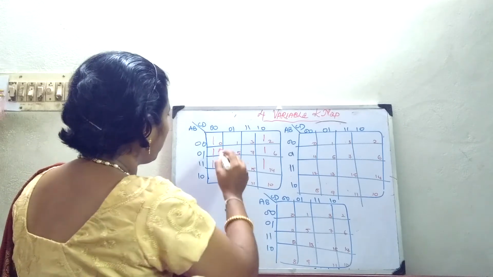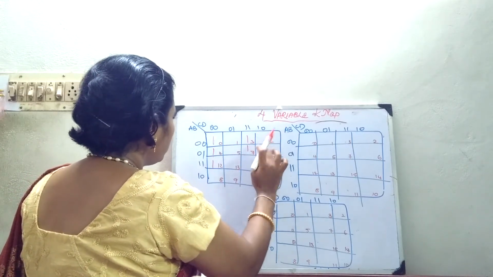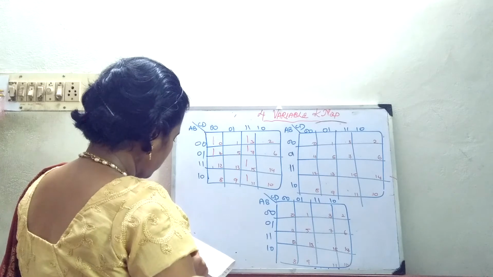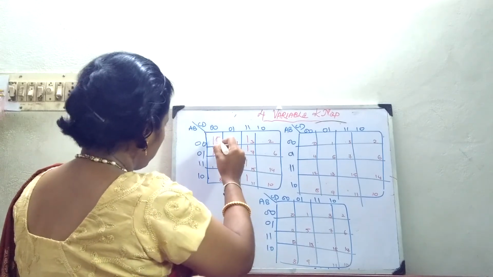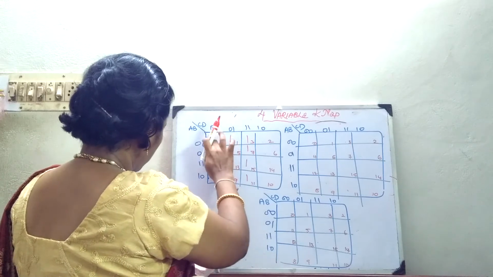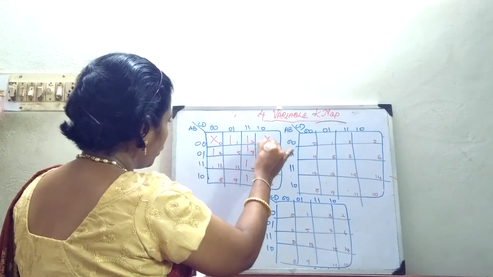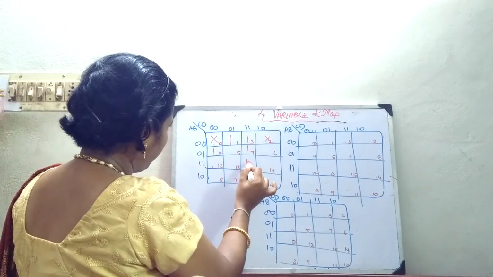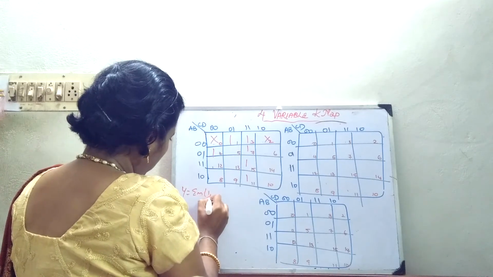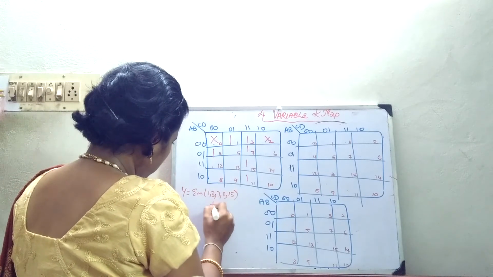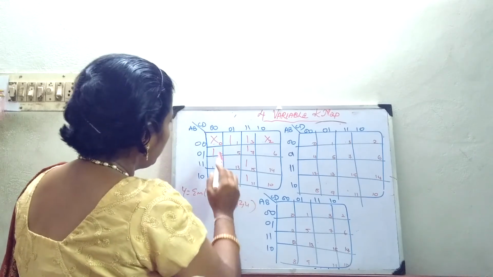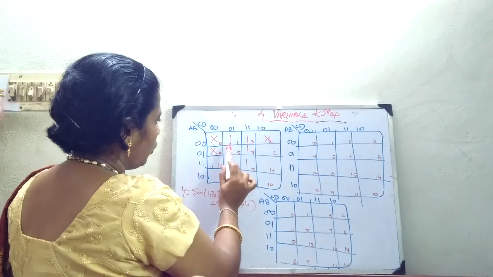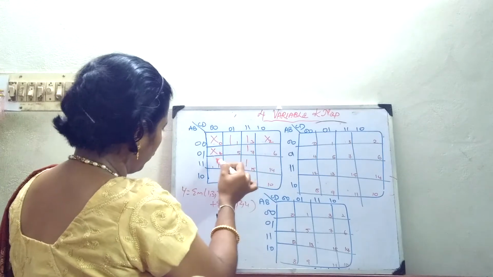1, 3, 7, 11, 15 plus don't care. I am sorry, plus don't care is 0, 2 and 4. So 1, 3, 7, 11, 15 plus don't care is 0, 2 and 4. Okay. 1, 3, 7, 11, 15, 0 to 4.